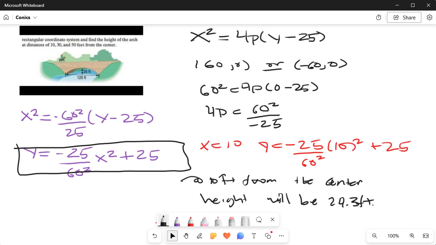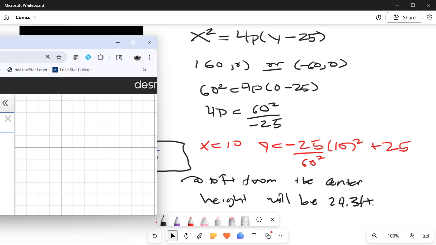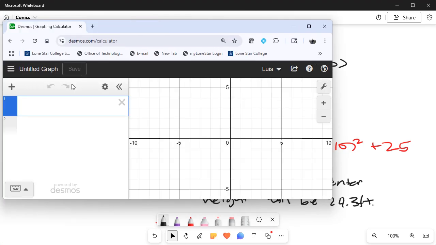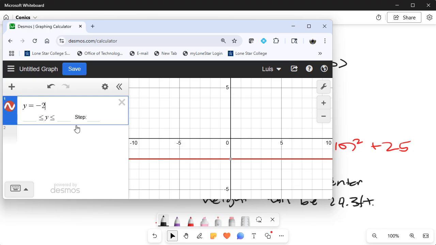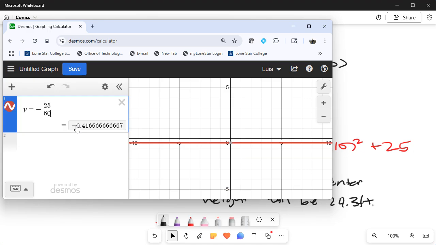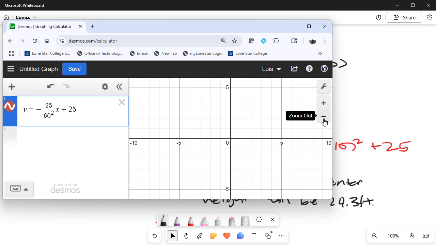Now, interestingly enough, if we were to plug this into, for example, Desmos, then we could essentially figure out the height from there. So imagine if we had already found the height of our bridge using that same model, then in that case we can just plug it in. So negative 25 divided by 60, and we said that it's squared, and then that's going to be x, but it's going to be plus 25.